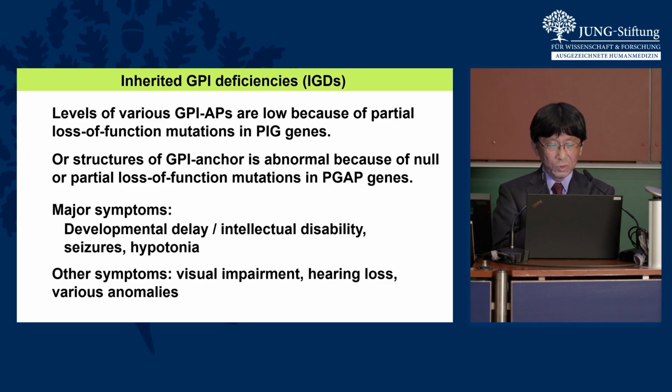So the major symptoms are developmental delay, intellectual disability, seizures, and hypotonia. And the other symptoms are visual impairment, hearing loss, and various anomalies in other organs like the heart, kidney, and intestines. So it's very clear the major symptoms are central nervous system related. So the neuronal system is the most sensitive to the partial loss of the GPI-anchored proteins. If mutations are severe, then the abnormality in the other organs appears.